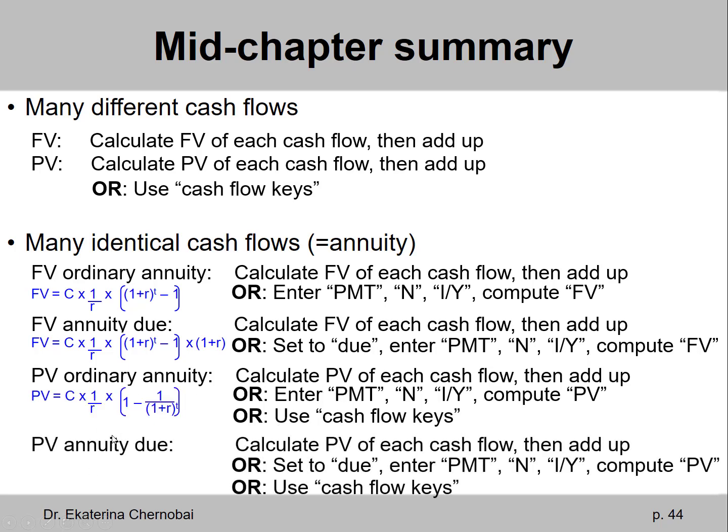And to find the present value of an annuity due, you can do the same exact things, except if you choose the method with the PMT button, you first need to set your calculator to the begin mode. And if you want to use the cash flow keys, then the very first cash flow for year 0 should not be 0, but whatever the cash flow amount is.